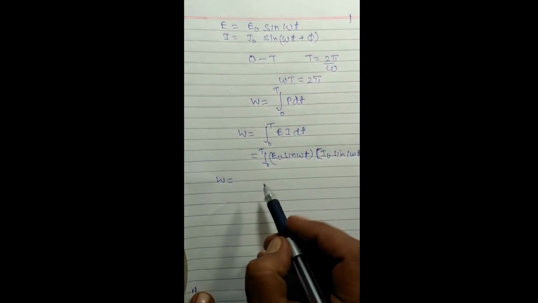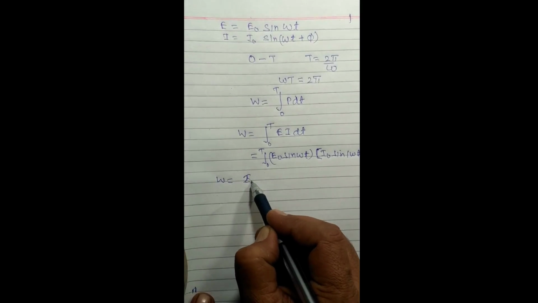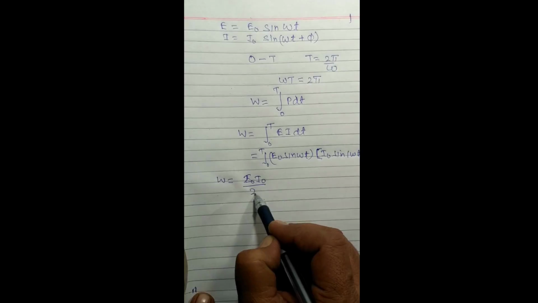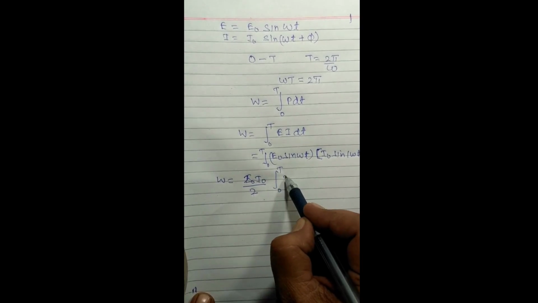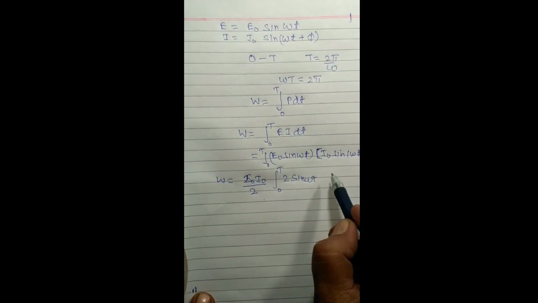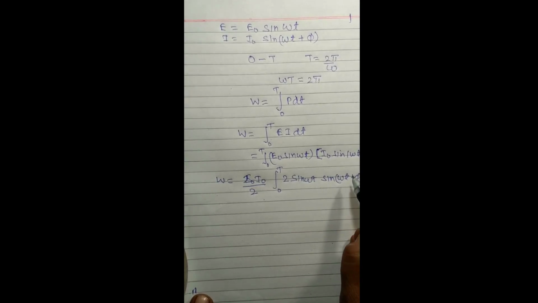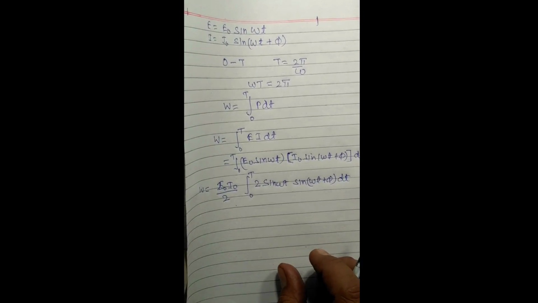work done equals E naught I naught divided by 2, integration from 0 to T, of 2 sine omega t sine of (omega t plus phi), and then dt. This dt is called the integration factor.